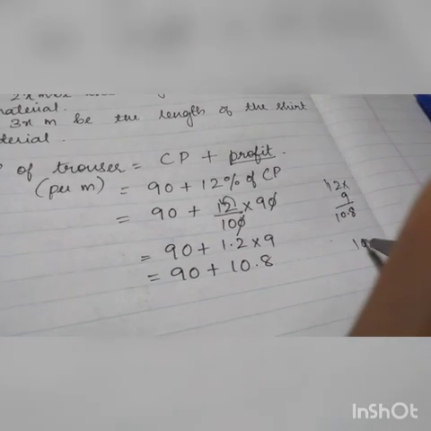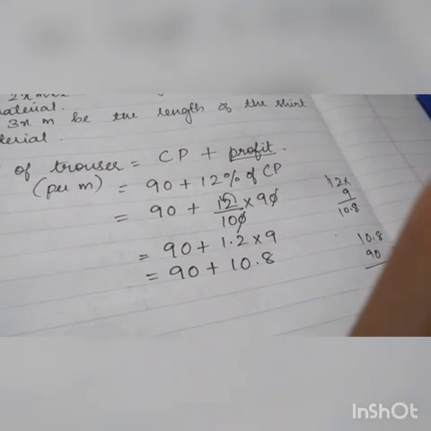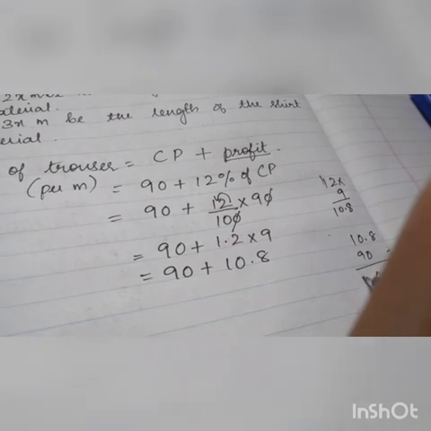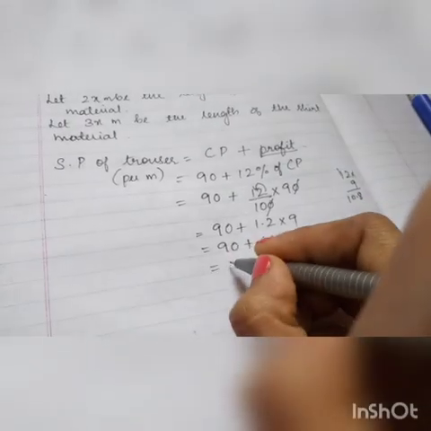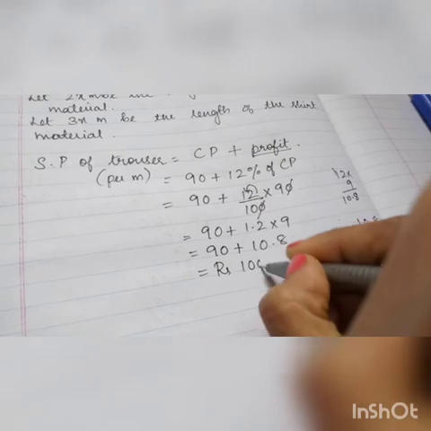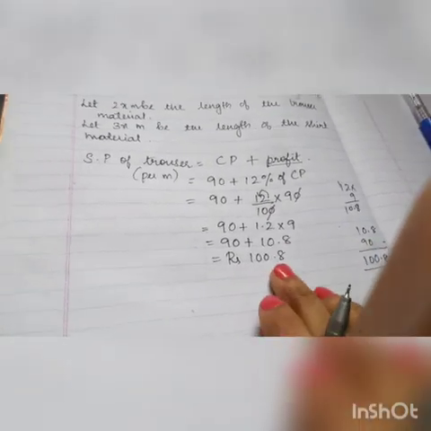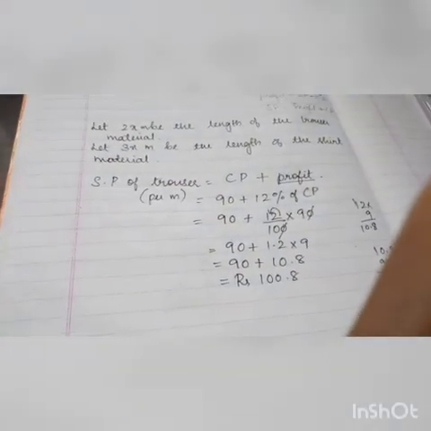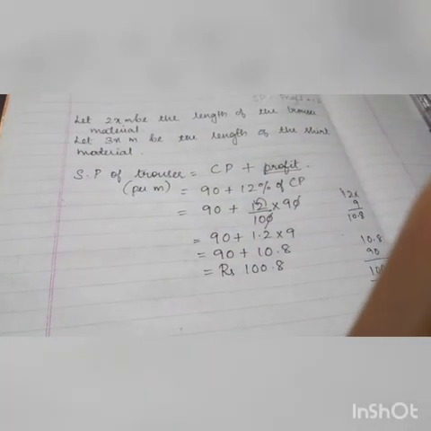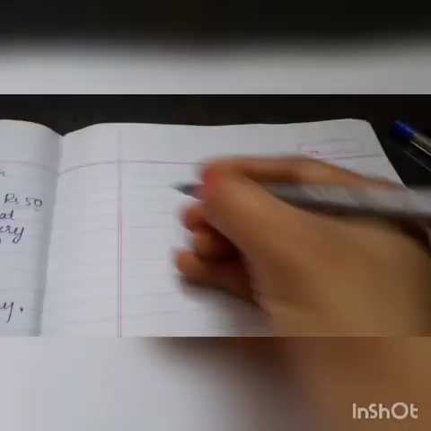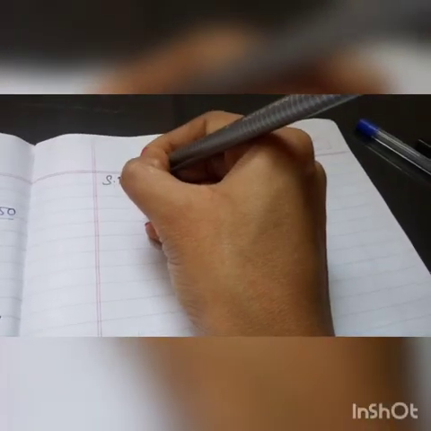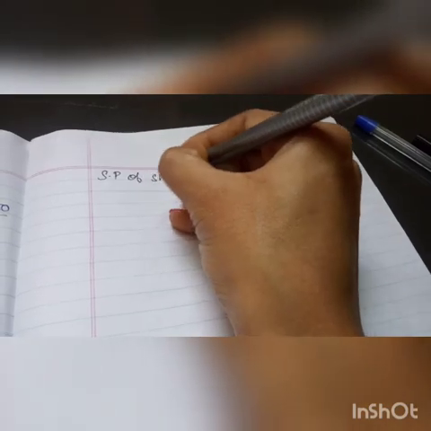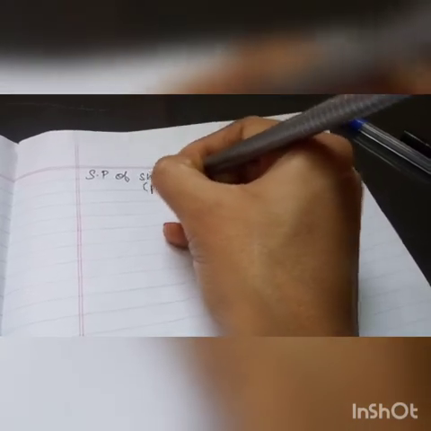So now shall we add 10.8 plus 90? 8, 0, 10. So what is the rupees we will get? 108 rupees. You will sell the trouser for 108 rupees per meter. That you can keep in your mind. Okay, children. Next, what are you going to do? You are going to find the selling price of shirt. Okay, we are going to find the selling price of a shirt per meter.